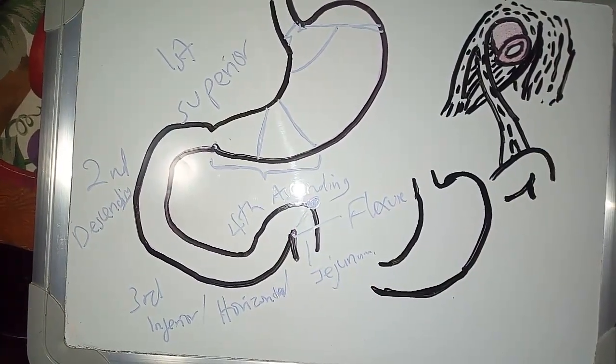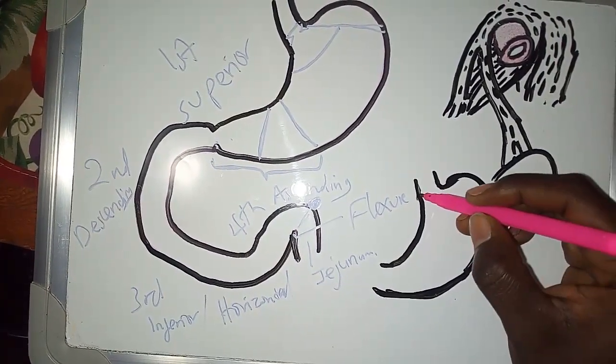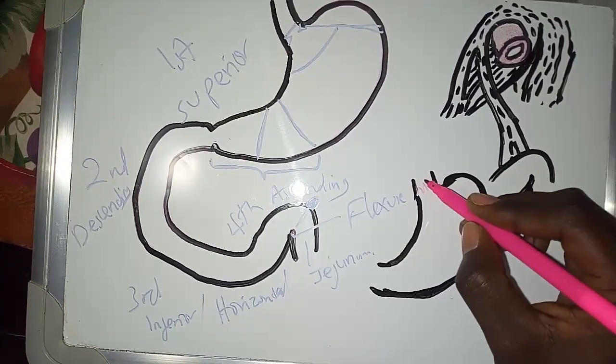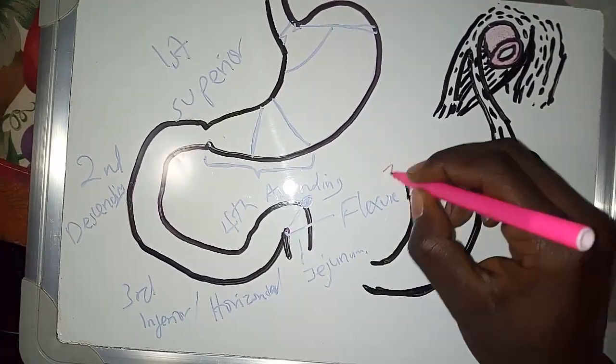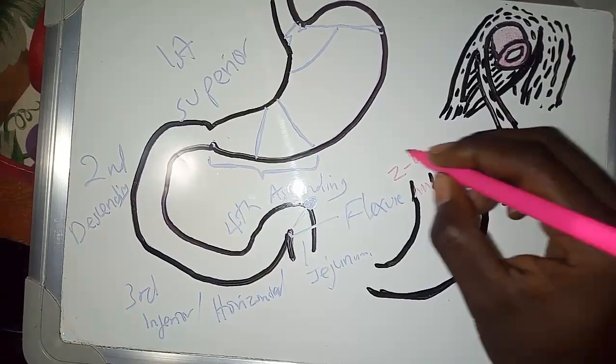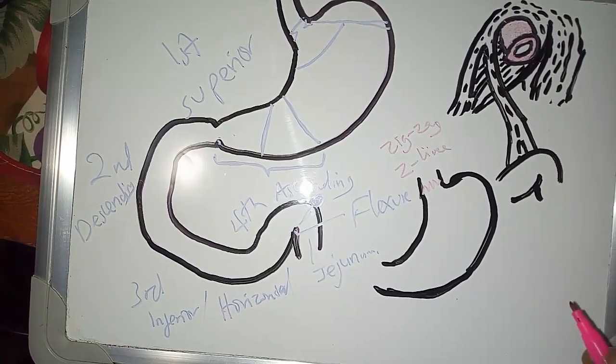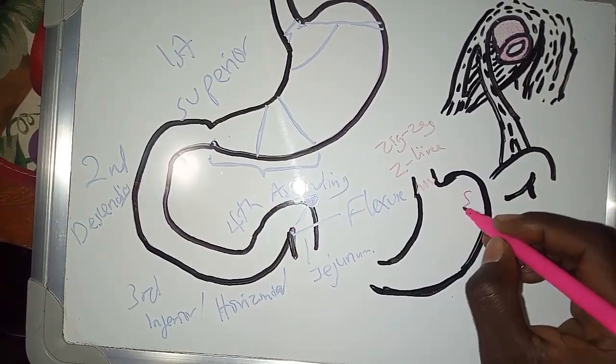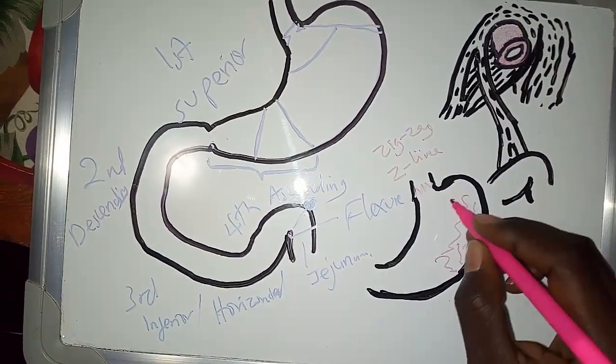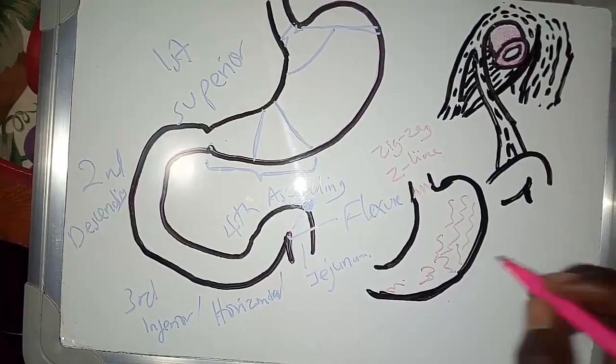Now let's talk a little bit more about the stomach in cross section. Here is the line separating the esophageal mucosa from the gastric mucosa. It's called the Z line, otherwise called the zigzag line. The mucosa of the stomach is thrown into several folds, most of which are longitudinal.